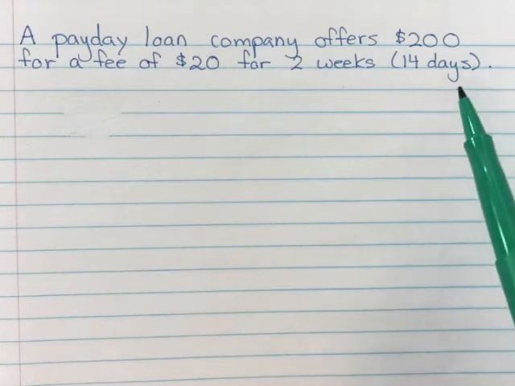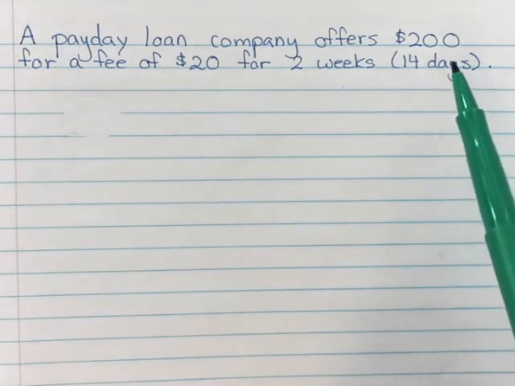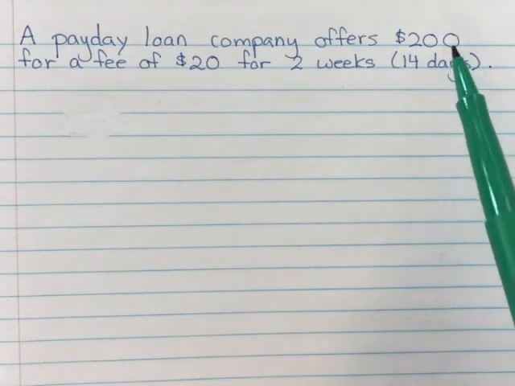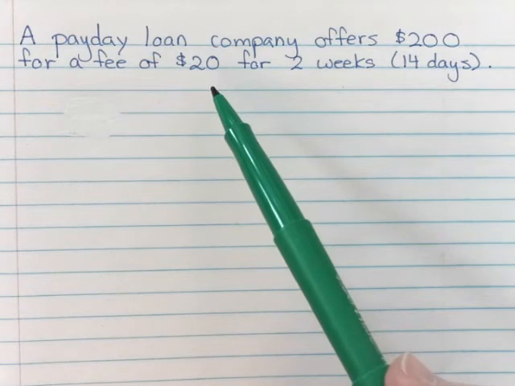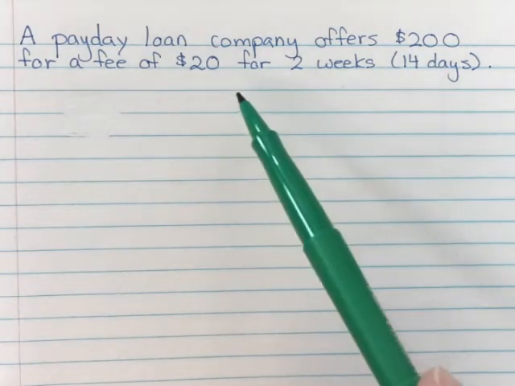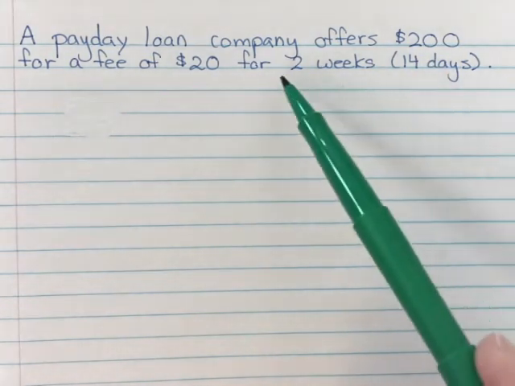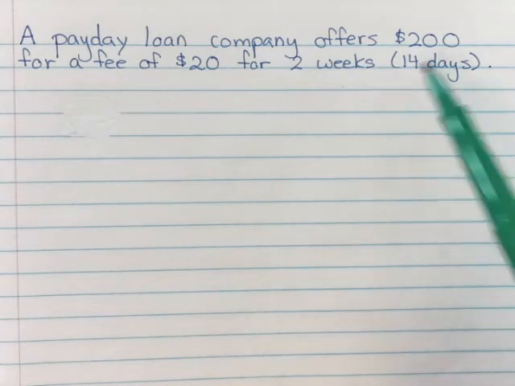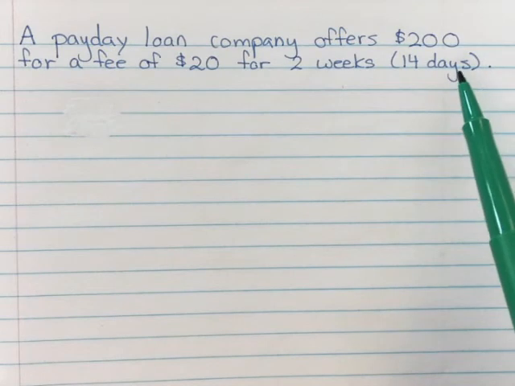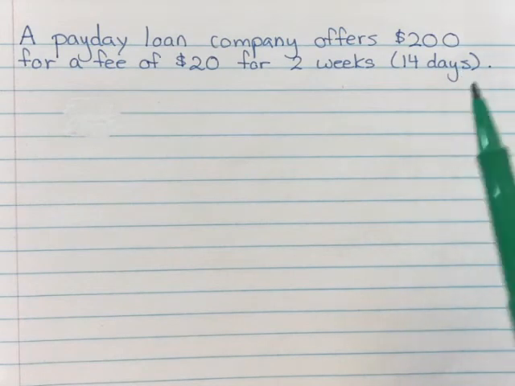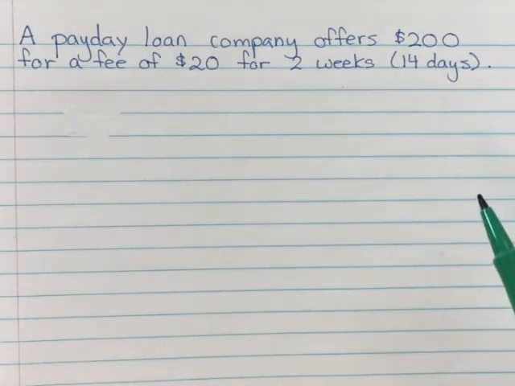14 days. So that means that they lent you $200. You had to pay an additional fee of $20 to borrow that money, so that when you pay it back, you are paying back $220. And you have to pay it back within 2 weeks, which is 14 days. So what we're going to do is walk through how you would figure out what the annual interest rate is.